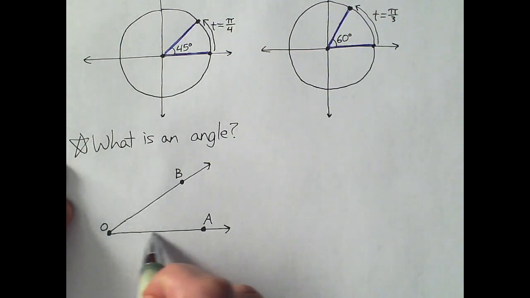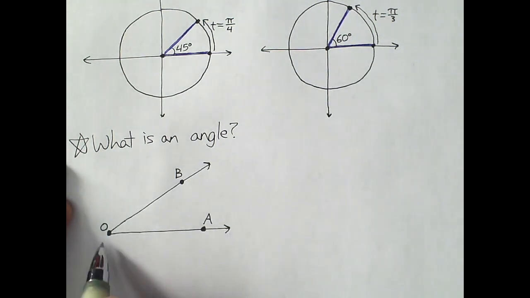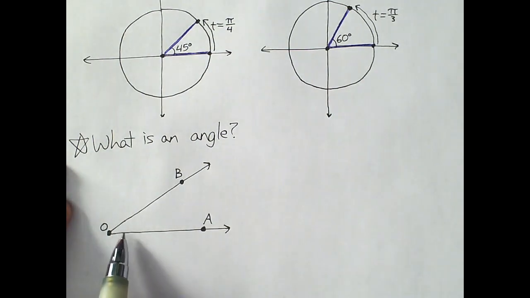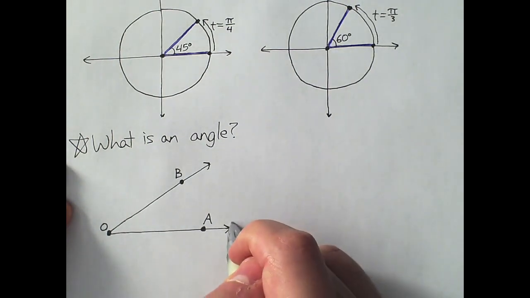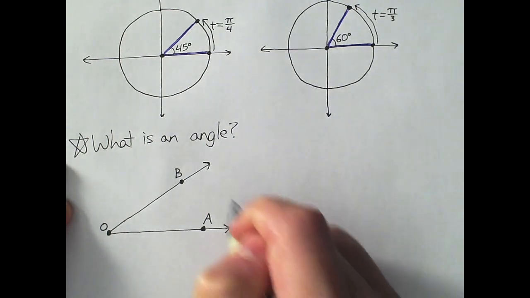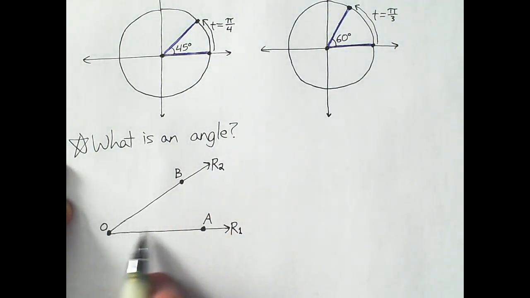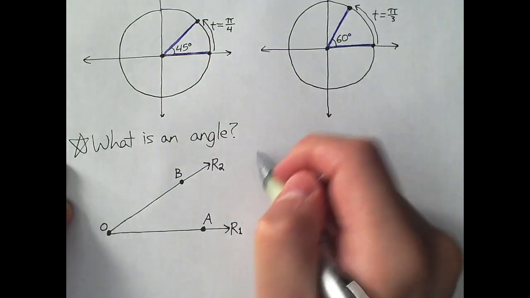And I drew not just line segments, but I drew arrows at the end of them. So I wonder if you remember from a geometry class, what is it called when you have a line segment, but then it keeps going in one direction? It's called a ray, and I'm going to label it R1 and R2. We have 2 different rays emanating from the origin.